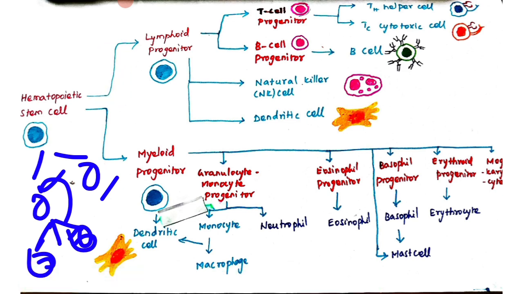In the differentiation process, these daughter cells proliferate and differentiate into lymphoid progenitor and myeloid progenitor. Then these differentiated cells lose their self-renewing capacity.